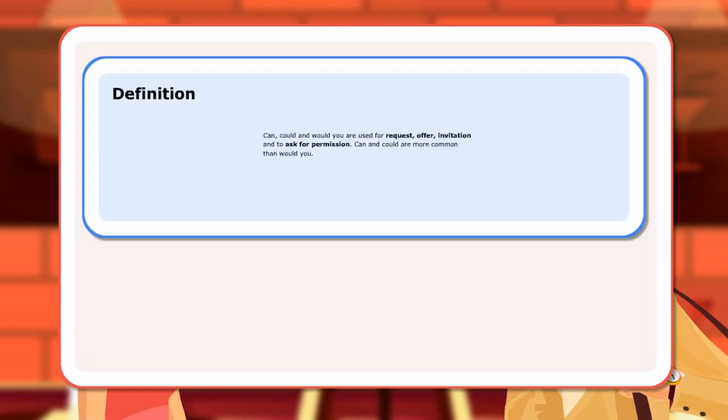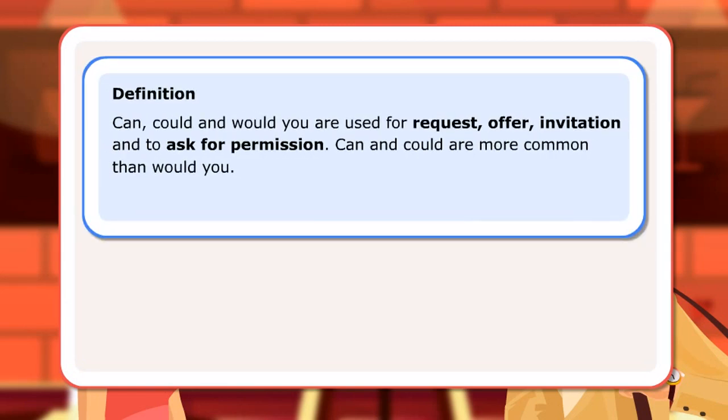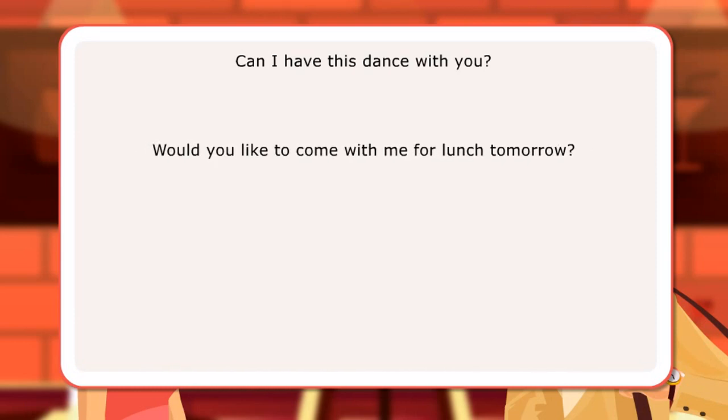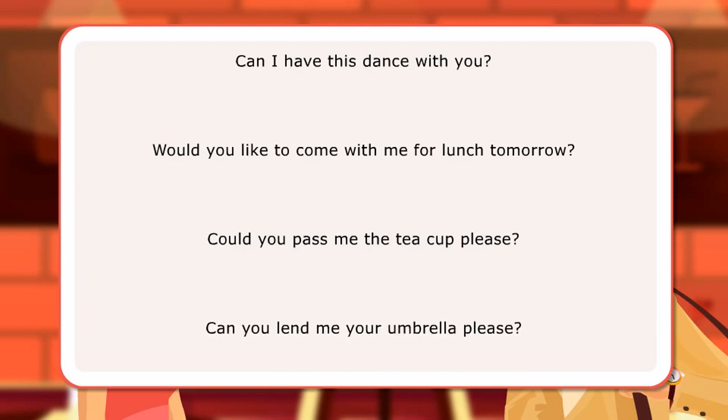Definition. Can, could and would you are used for request, offer, invitation and to ask for permission. Can and could are more common than would you. Let us look at a few sentences. Can I have this dance with you? Would you like to come with me for lunch tomorrow? Could you pass me the teacup, please? Can you lend me your umbrella, please?